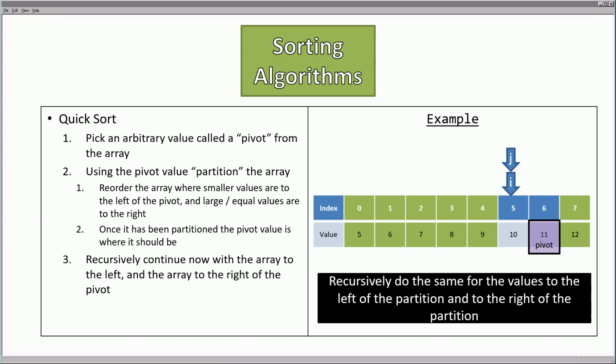10 is less than 11, I and j move forward. Now since we're here, we only have one element, it's where it should be. We don't have a right-hand side, we have a left. There's only one element, and that's where that should be.